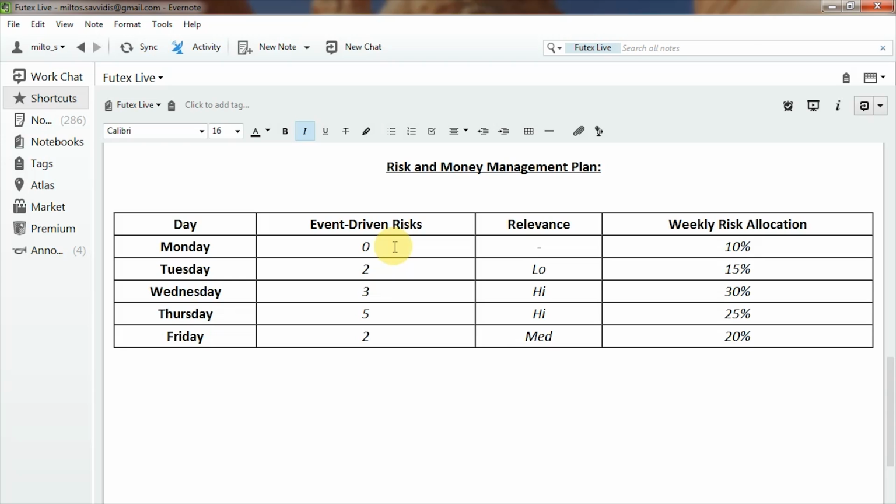Tuesday, I'm looking more at 2 event-driven risks. Not much relevance, but I'm giving myself 15% risk allocation. I've seen between Monday and Tuesday where we're getting most of the volatility nowadays. Thursday and Friday is starting to back off a little bit, but we're seeing a little bit more event-driven risks towards the middle and end of the week. So I'm giving myself a little bit more risk allocation on Wednesday, as we've seen those central bank events, the RBNZ and the Bank of Canada.